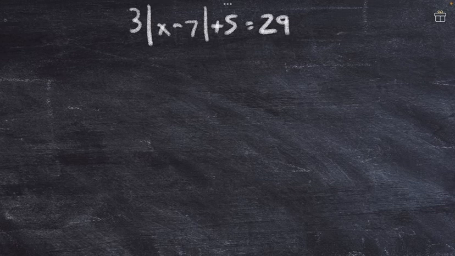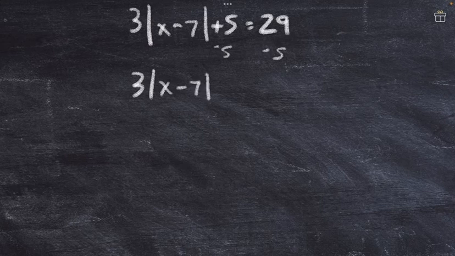So the first thing we need to do is subtract 5 from both sides, because remember, everything about these problems is about getting x by itself. Whether you add, subtract, multiply, divide, take the square root, it doesn't matter. We're trying to get x by itself. So we have 3 times the absolute value of x minus 7 is equal to 24. Once again, these are not parentheses. People have a tendency to distribute. Don't do that.